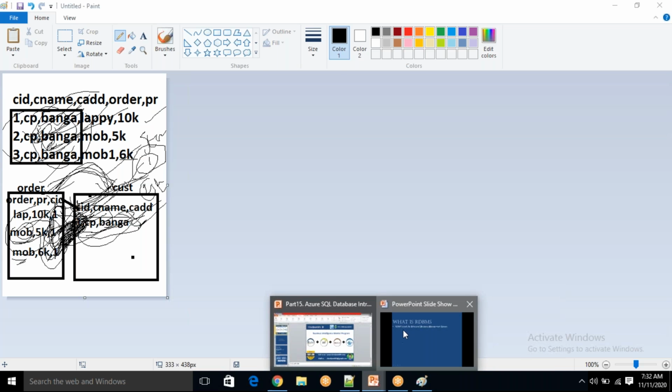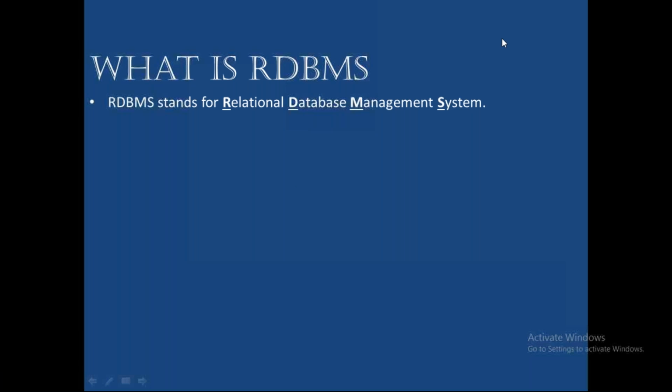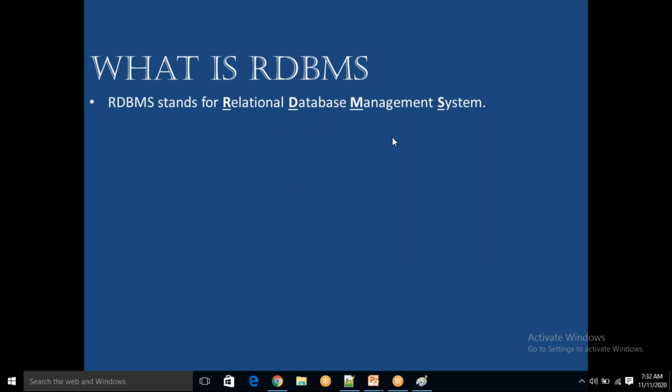Let me go on now. So now we have seen that in a relational database management system, all this data will be in multiple objects. All these objects will be related, meaning there will be a relation between all these tables. Okay, next.